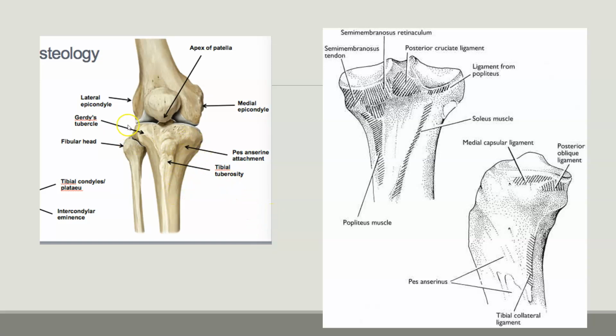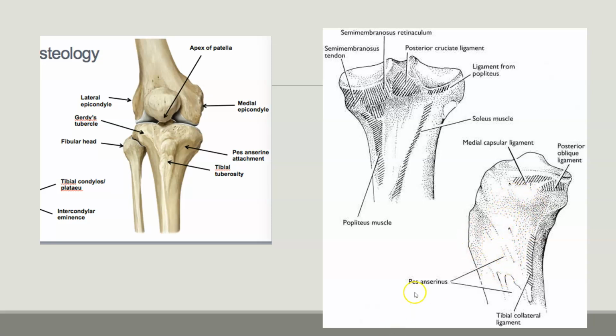So here again, this is our plateau. Here is your lateral condyle and your medial condyle, and then we've got the tibial tuberosity here. On the tibia, we've got the part that it articulates with the fibular head as well, and then our pes anserines here on the medial aspect. And you can see it here as well in the diagram that this is sort of where it attaches from.